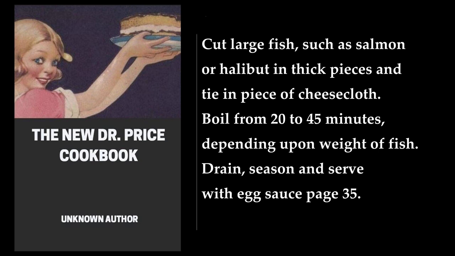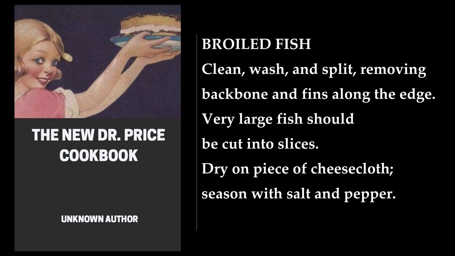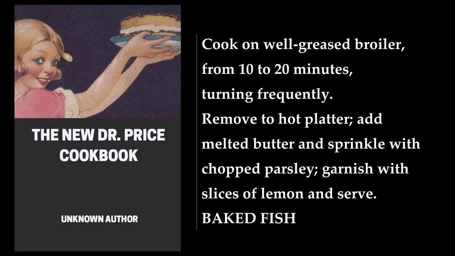Page 35. Broiled fish. Clean, wash, and split, removing backbone and fins along the edge. Very large fish should be cut into slices. Dry on piece of cheesecloth, season with salt and pepper. Cook on well-greased broiler, from 10 to 20 minutes, turning frequently. Remove to hot platter, add melted butter and sprinkle with chopped parsley, garnish with slices of lemon and serve.